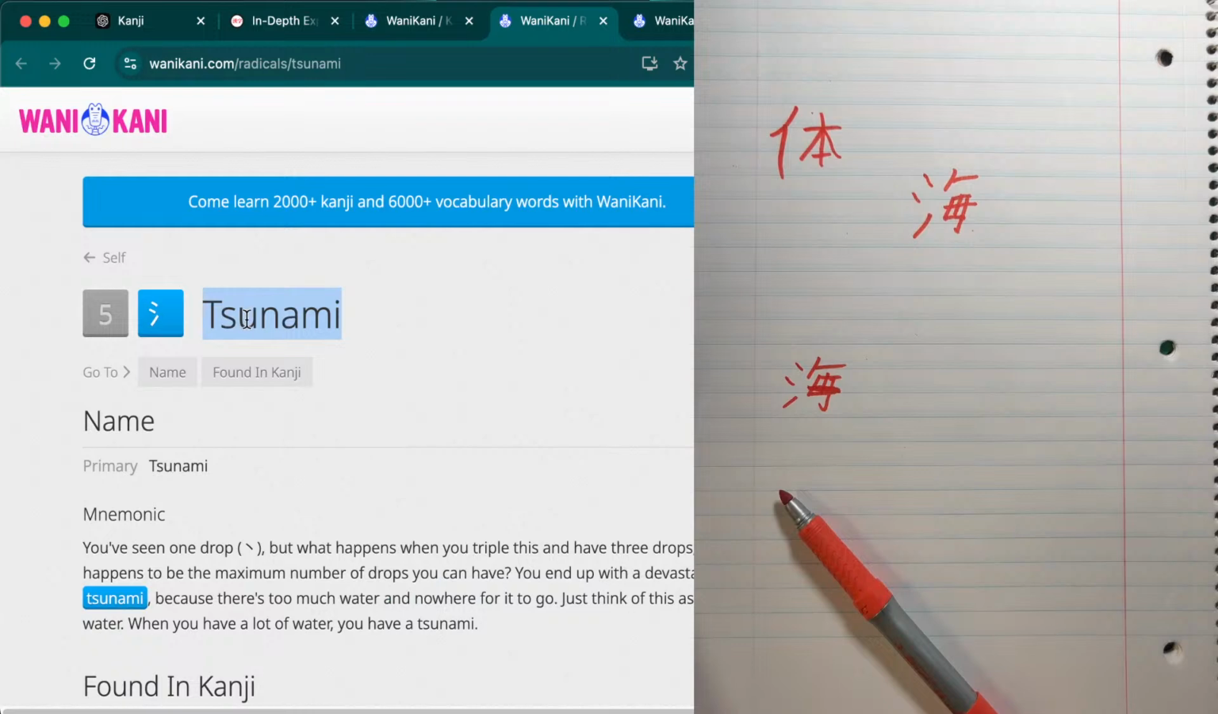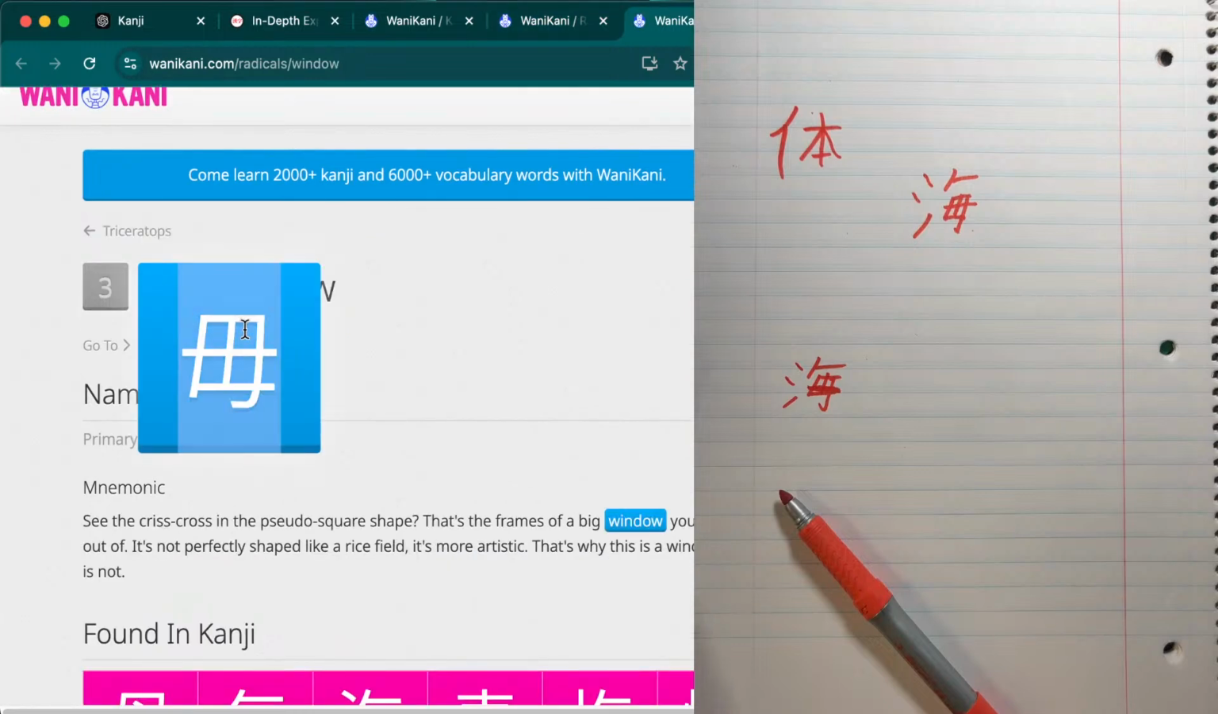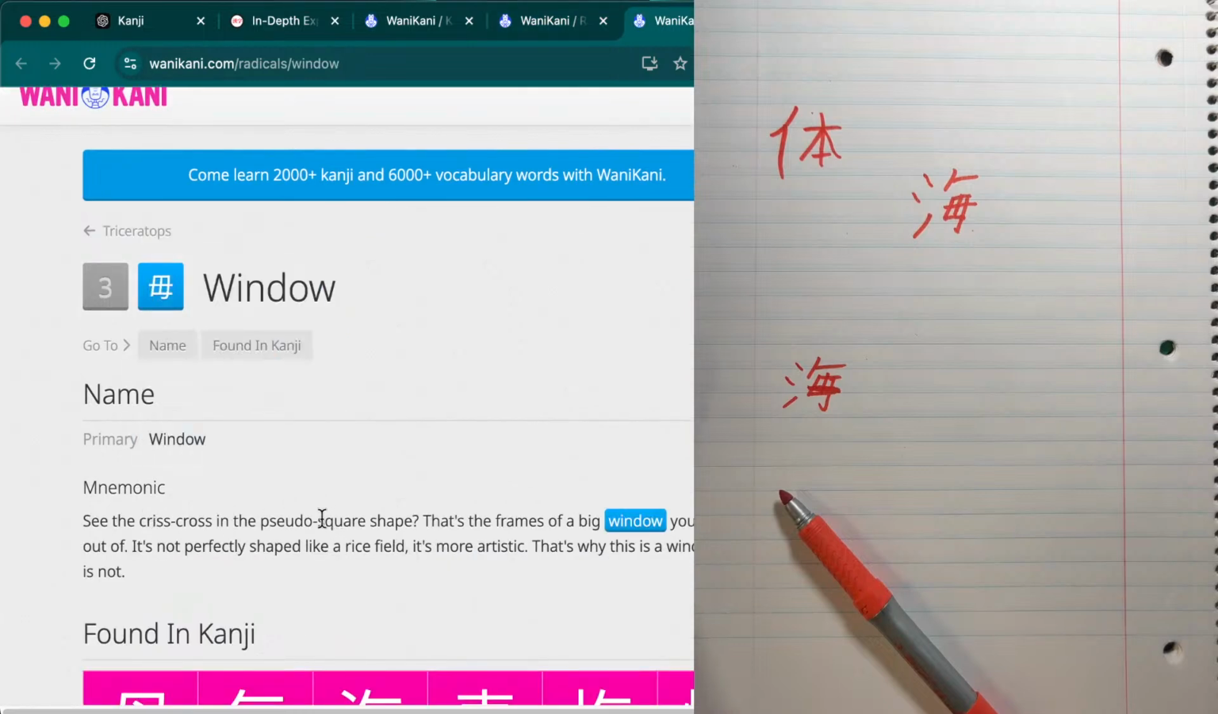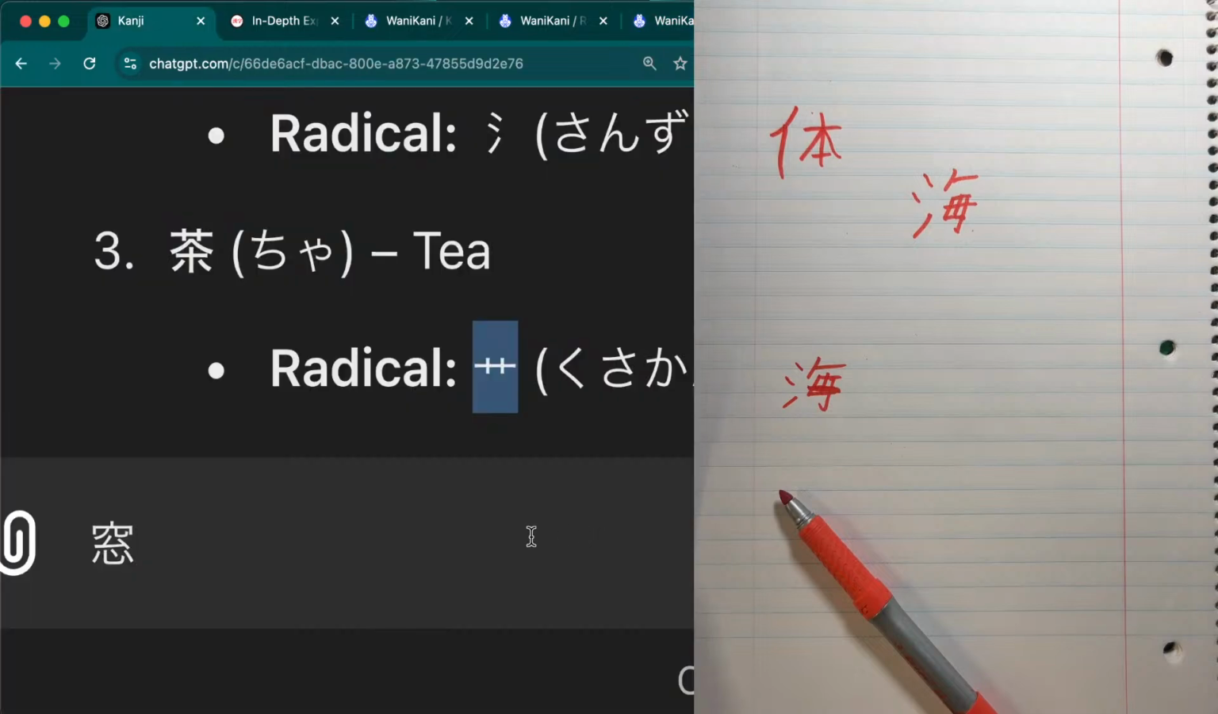What if I asked it, for instance, what does this radical mean? See the crisscross, pseudo-shaped big window you can look out of. It's not perfectly shaped like a rice field, it's more artistic. That's why it's a window, and this isn't.